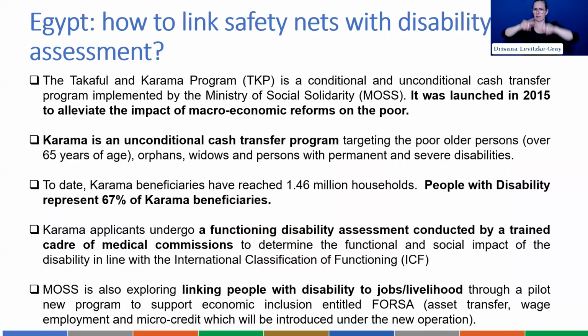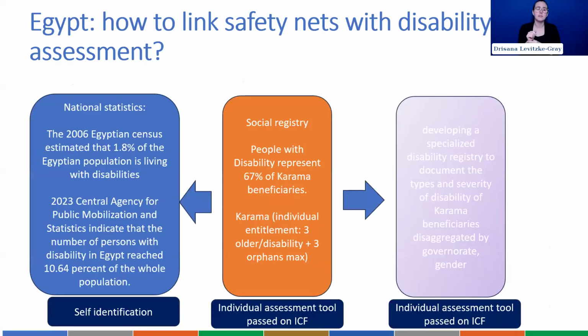Next example is Egypt. We spoke already during our webinar about the Takaful and Karama program, so I will not stop a lot on this, but just to say that Karama is an unconditional cash transfer, which targets different vulnerable groups of the population, including persons with disability. Persons with disability represent 67% of the Karama beneficiaries. So here the trajectory was different.